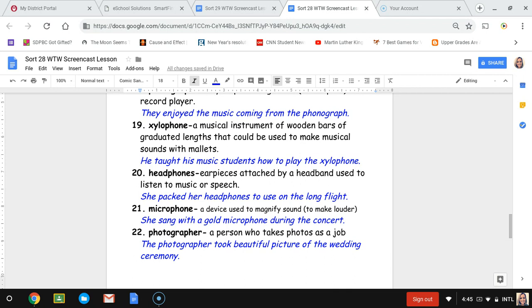Number 21, microphone. Microphone is a device used to magnify sound or to make it louder. So your voice would be louder when speaking into a microphone. And the sentence that I have is, she sang with a gold microphone during the concert.